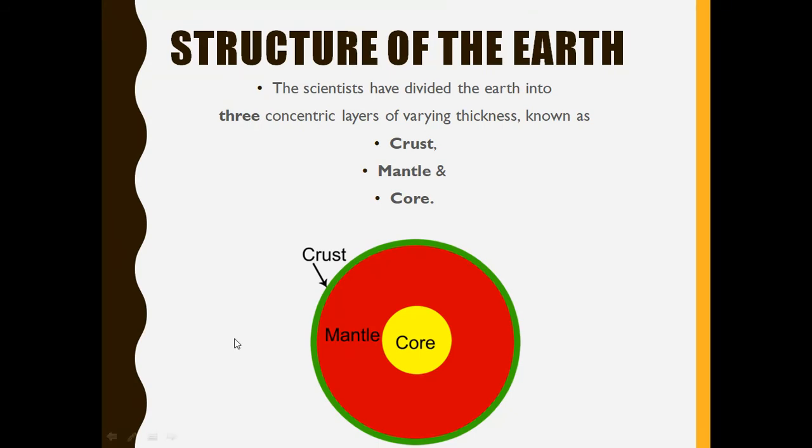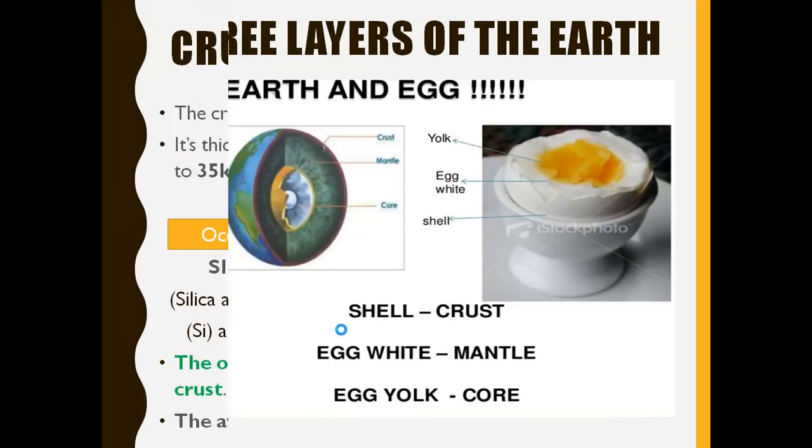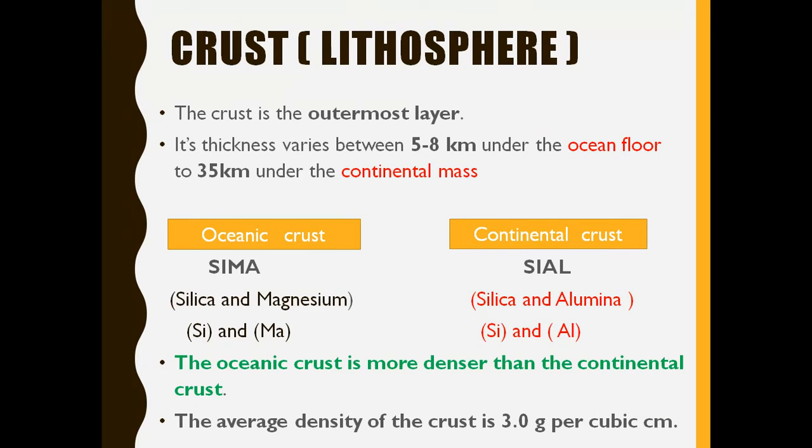Just a brief revision again. Deep inside the earth, the layer is called core. The outermost layer is called crust. In between crust and core, the middle layer, mantle. Right? So let's move on to the first layer, crust.